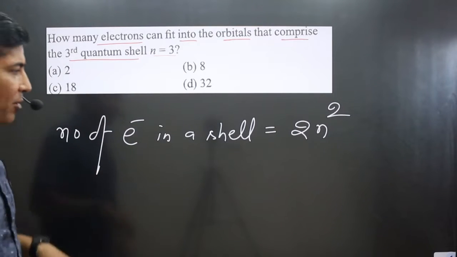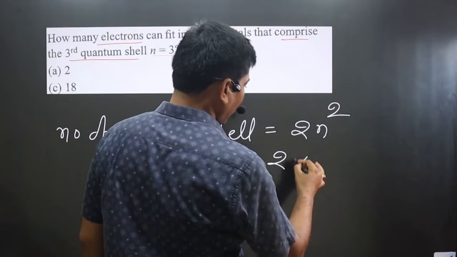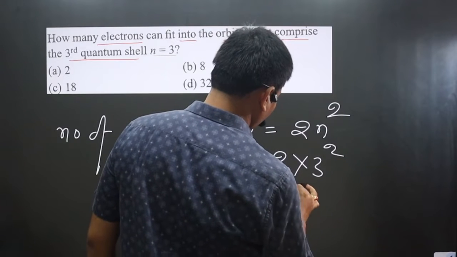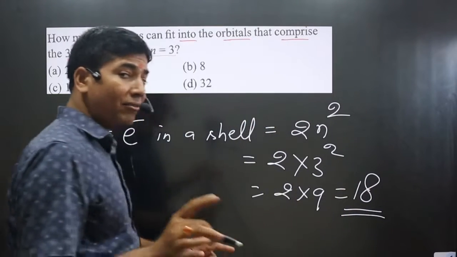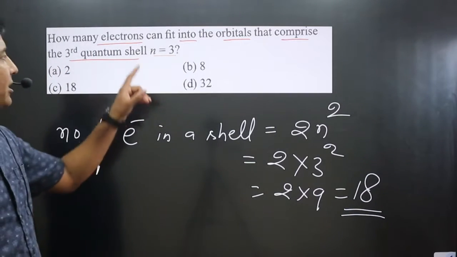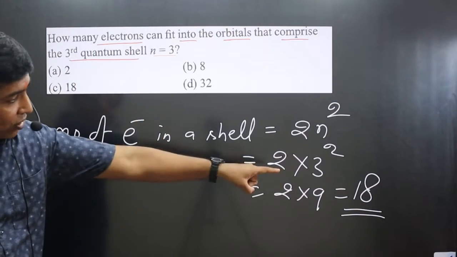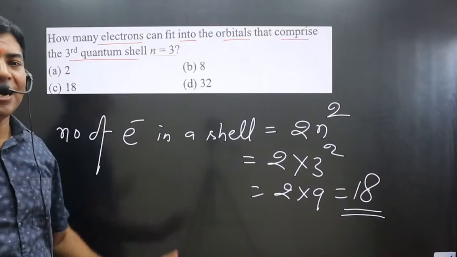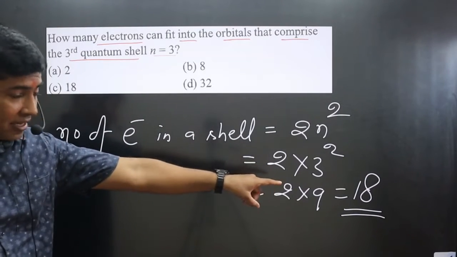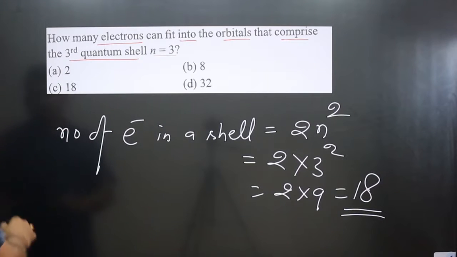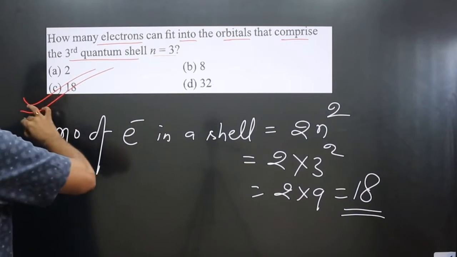And the value given, you can plug in here. 2 multiplied by 3², we get 2 multiplied by 9, which is equal to 18. The total number of electrons present in the third shell will be 18. Whatever the orbitals are, in those orbitals the total number of electrons in the third shell will be 18. Option C is correct.